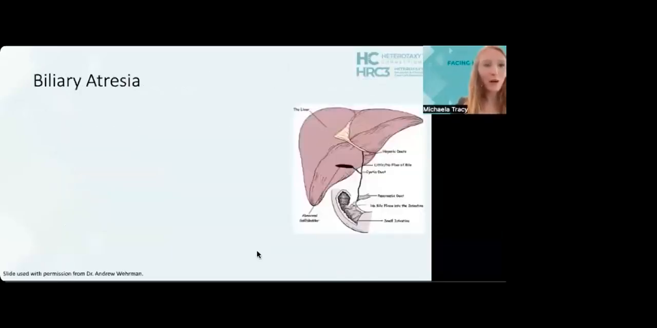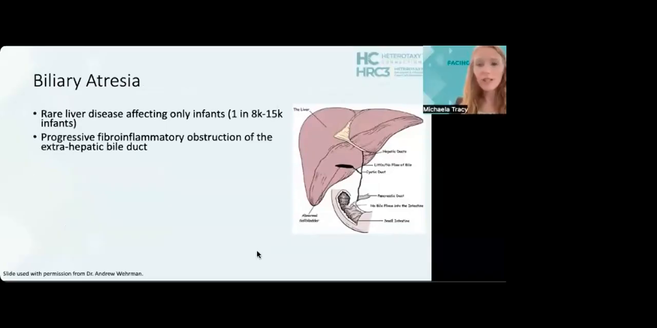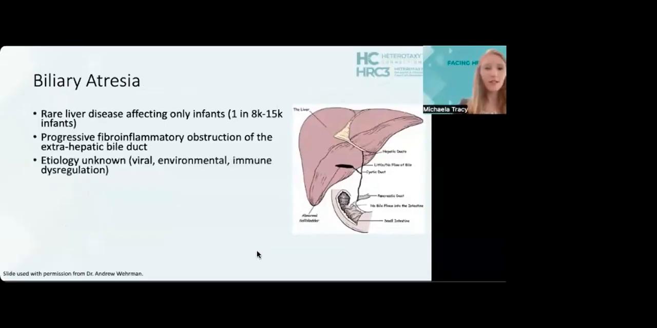And so now I'm going to touch briefly on biliary atresia. I'm very fortunate in that in my institution, I have a whole liver team who I can refer patients to. And so I've borrowed some of these slides from my colleague, Dr. Wehrman. Biliary atresia is a very rare liver disease that affects infants. It's about 1 in every 8 to 15,000 infants. The cause is unknown, but it leads to progressive fibrosis or scarring of the bile ducts in the first few months after birth. Like I said, etiology unknown. We don't really know. Could it be environment, a viral trigger, or some immune dysregulation?